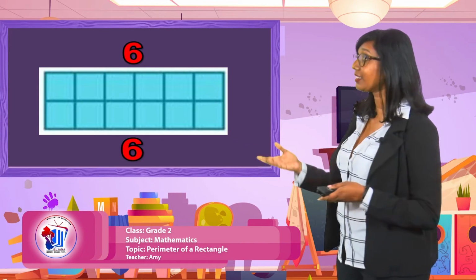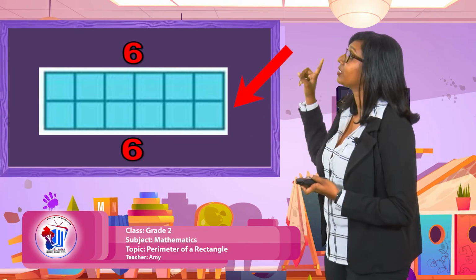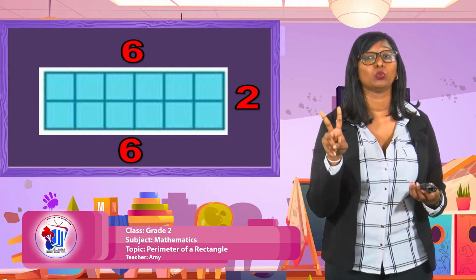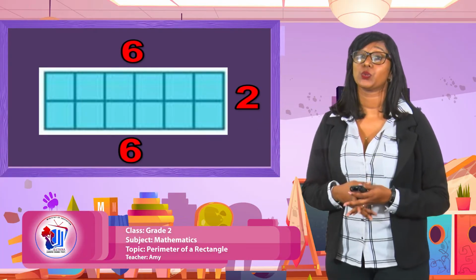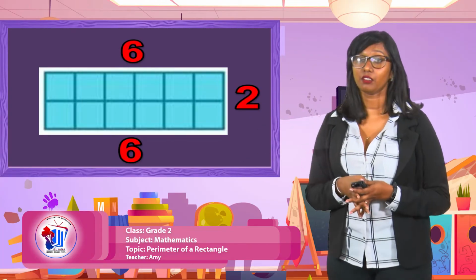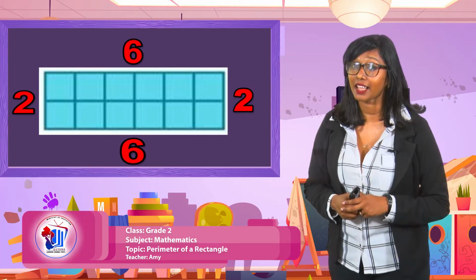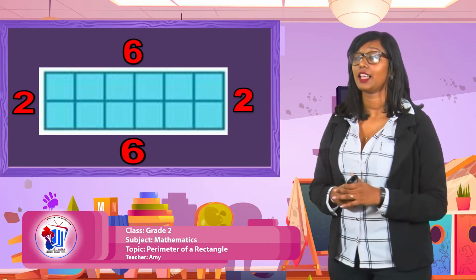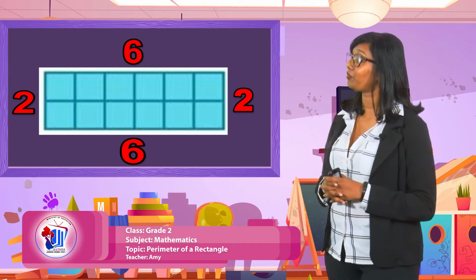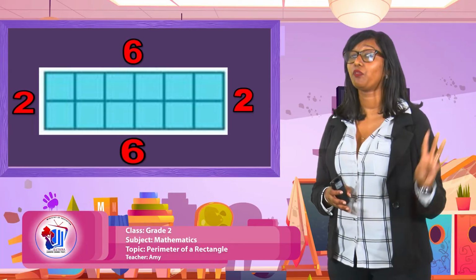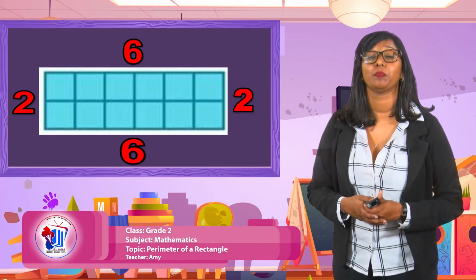In order for us to get the measurement for the sides, we count the small squares. So the side of the rectangle will be 2 because we have 2 small squares at that side. So if this side is 2, therefore the other side will also be 2 because a rectangle has 2 equal sides. And the 2 sides of the rectangle are also equal. So now we found the 4 numbers or the 4 measurements for this rectangle. We can easily find our perimeter.